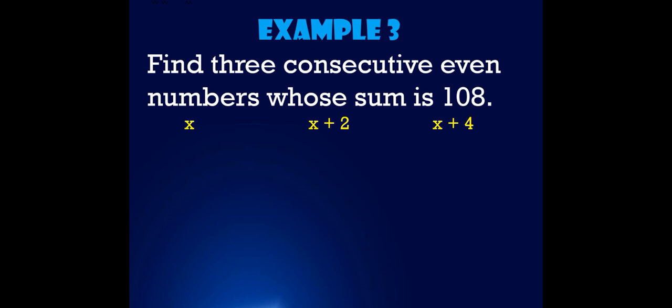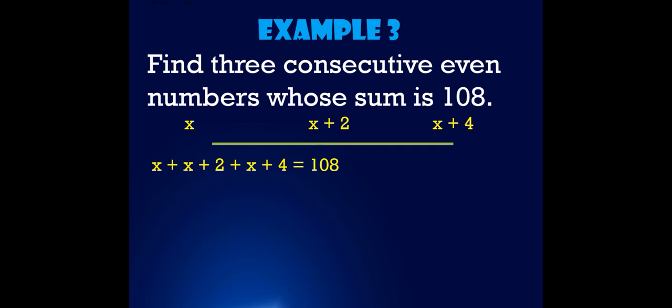So, gaya ng sabi ko, i-represent lang natin muna sila. And then, sum daw ay 108. So, we will have x plus x plus 2 plus x plus 4 is equal to 108. Lahat ng variable sa left side, x plus x plus x is 3x. And 108 minus 2 minus 4 is equal to 102.